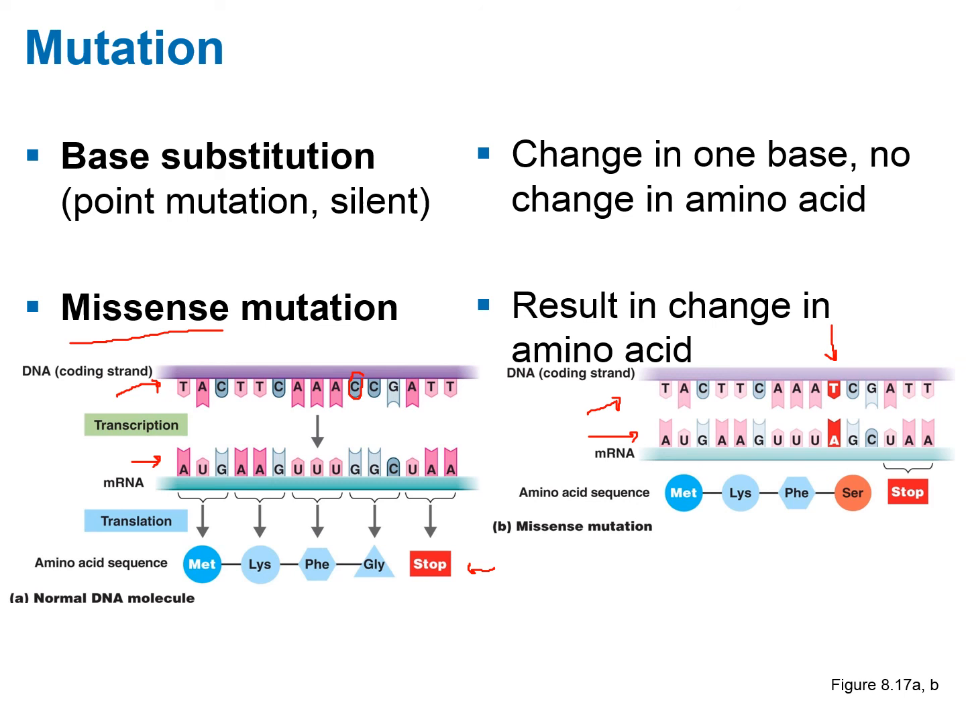So instead of having GGC, we have AGC. And AGC corresponds to serine, which is different from the glycine of the original sequence. So there was a change in the amino acid because we changed one nucleotide. That is a missense mutation. Missense mutations can have some pretty significant consequences.